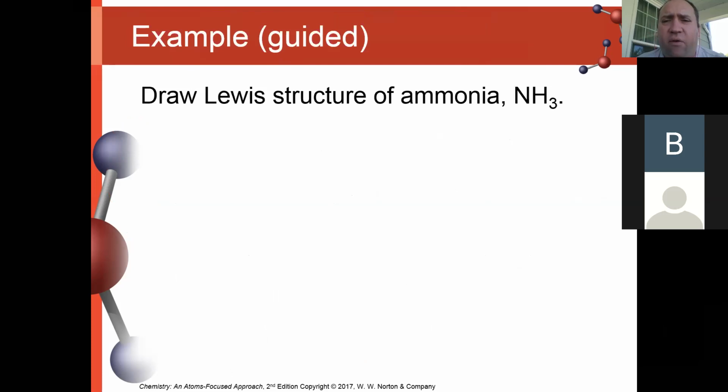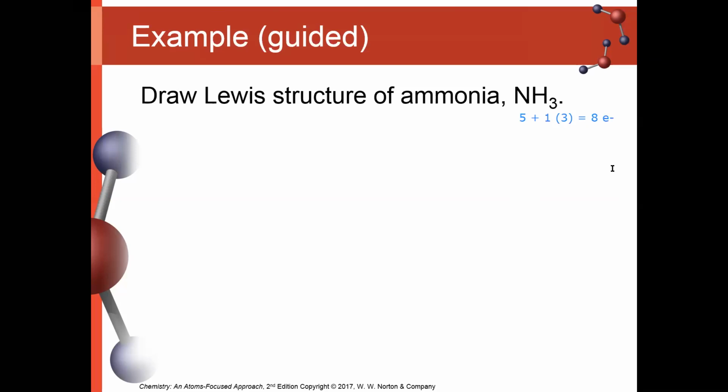The Lewis structure of ammonia, NH3. Now, ammonia has 5 valence electrons for the nitrogen, because it's in group 15, plus 1 valence electron for each hydrogen, because it's in group 1, multiplied by 3, because there are 3 of them, I get 8 electrons in total for my ammonia, 8 in total.